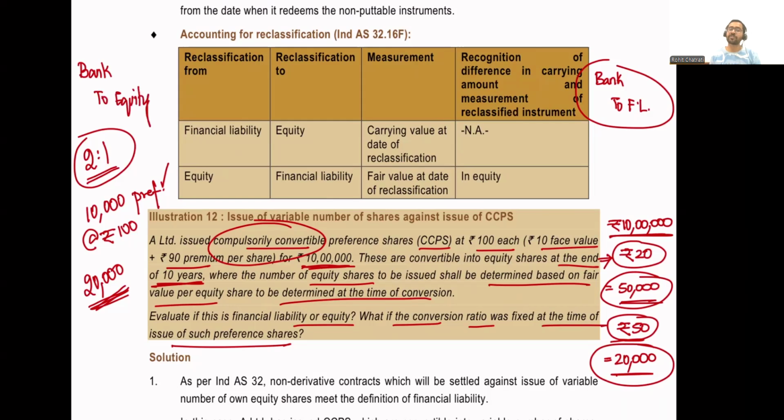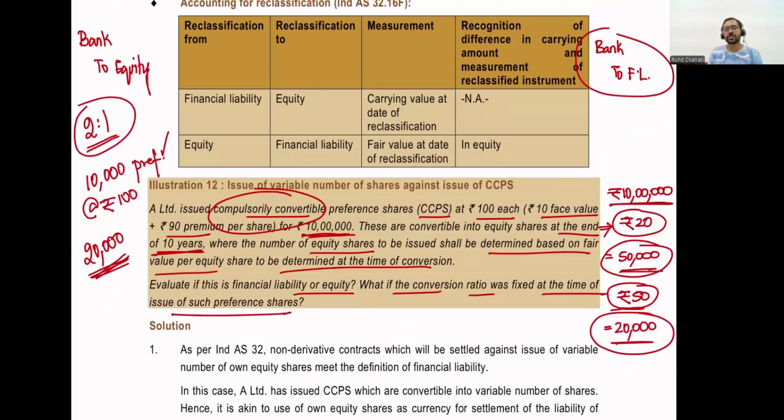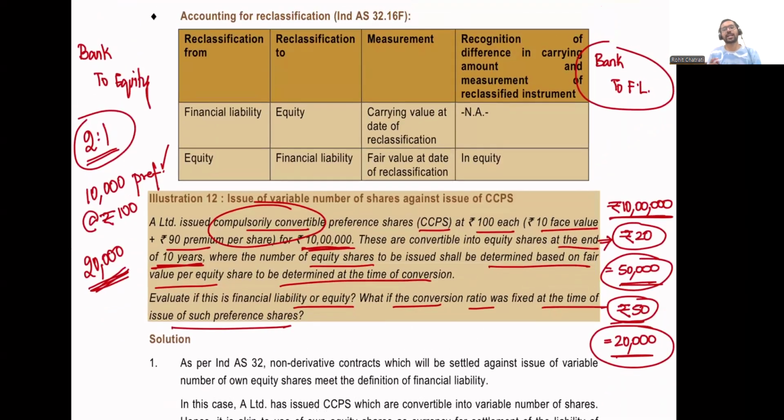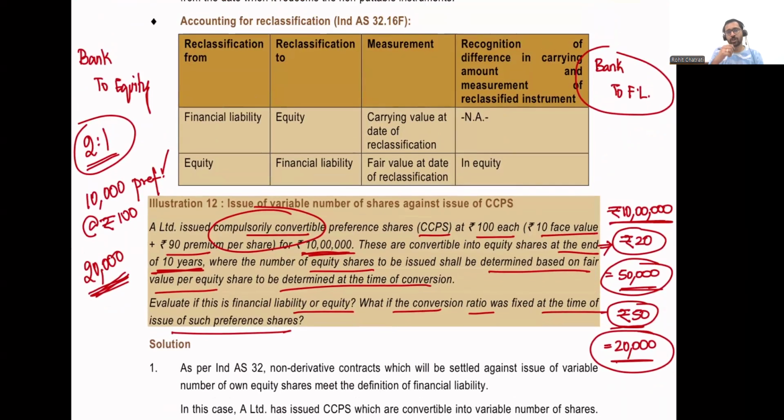It will be classified as equity right from day one if the conversion ratio is fixed. So an obligation to deliver a fixed number of equity shares means that it is equity. An obligation to deliver a variable number of equity shares means it is a financial liability. Now, let us try to understand the reason why it's classified as a financial liability when there is an obligation to deliver a variable number of equity shares, and why it is classified as equity when there is an obligation to deliver a fixed number of equity shares.